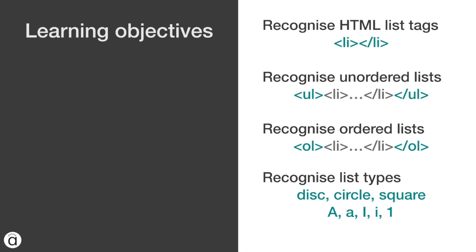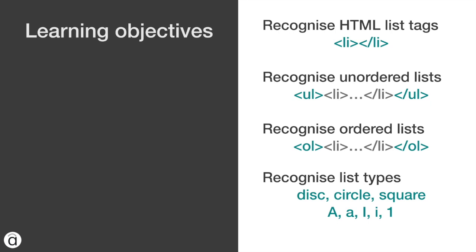So back to the learning objectives. I asked you to recognize HTML list tags. Right, so those are the LIs. Recognize unordered lists. Those are the ULs. And don't forget, we need the list items within the unordered list tags. And likewise for the ordered lists, which are the OL tags. And then recognize some list types.